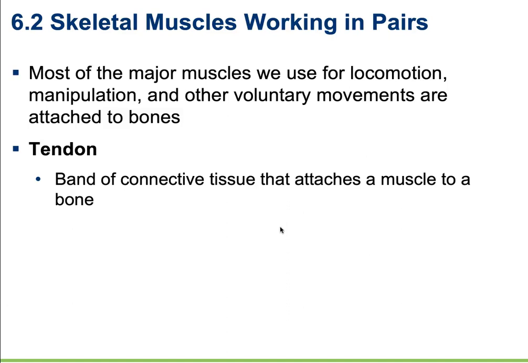Students often get tendons and ligaments confused. If you remember from our last chapter, what do ligaments attach? Usually they're attaching bones on opposite sides of a joint, and they're helping to hold that joint in place or help to direct the movement at that joint. So ligaments attach bone to bone, tendons attach muscle to bone.